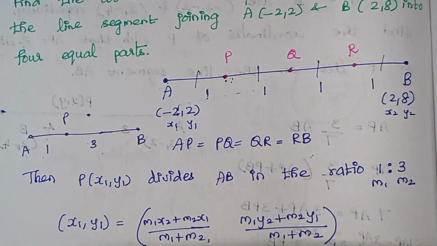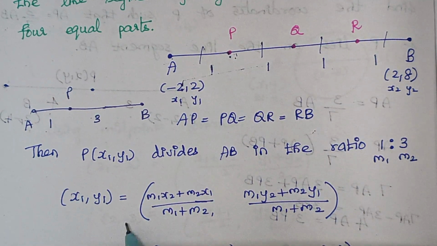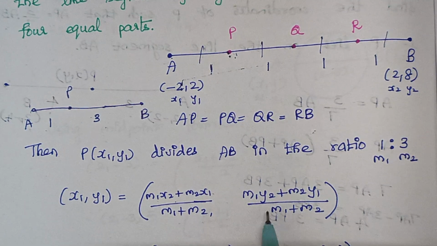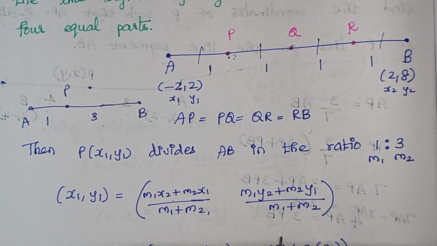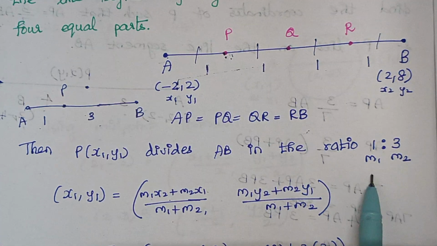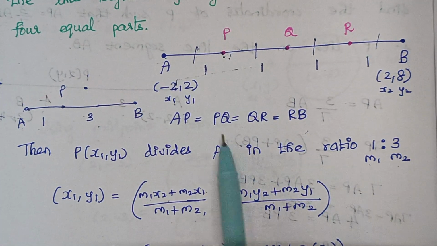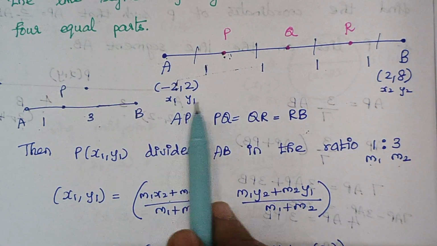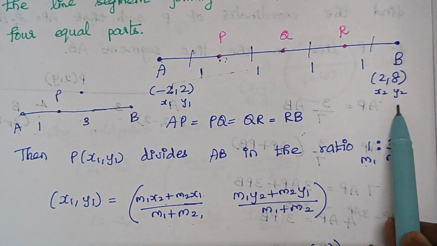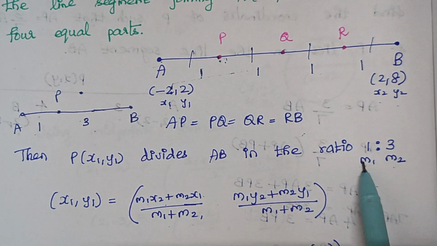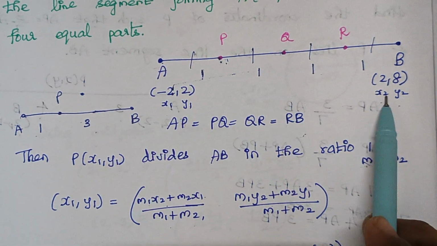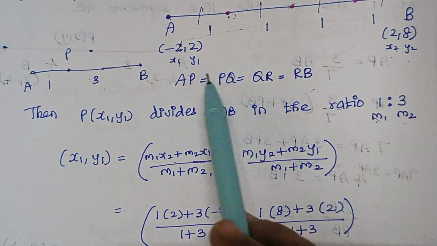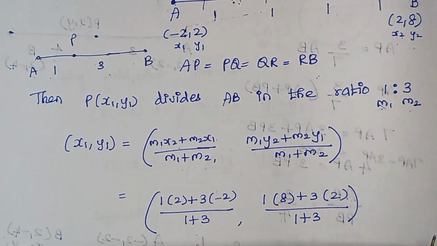So again, making use of the formula, x1 y1 is equal to m1 x2 plus m2 x1 by m1 plus m2, m1 y2 plus m2 y1 by m1 plus m2. So here we know the values of m1, m2, and here you see my points are A and B. So A gives x1 y1, B gives x2 y2. So m1 is 1. 1 into x2, x2 is 2, right? 1 into 2 plus again 3 into minus 2, divided by 1 plus 3.